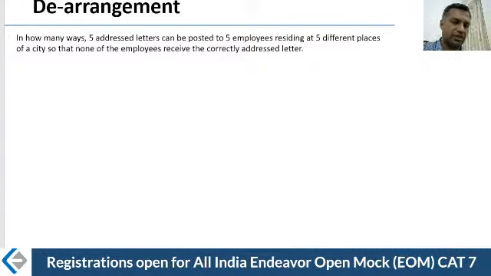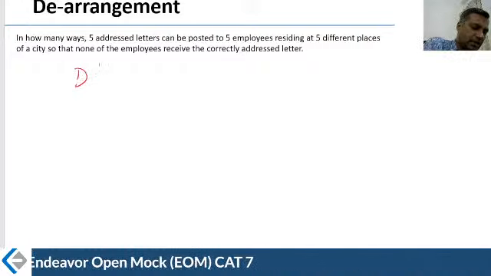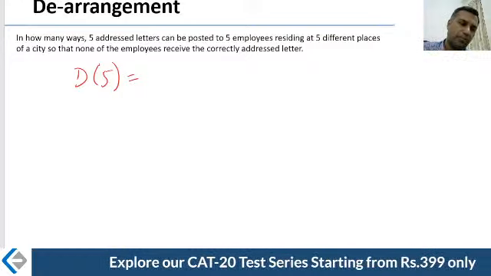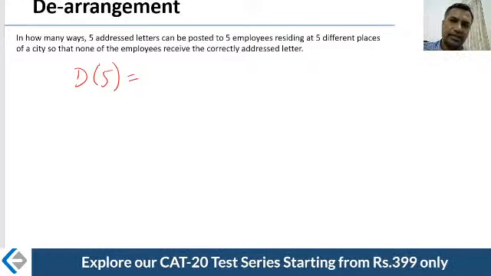Right? None of them receive. What should I do here? Derangement for 5. This is nothing but derangement for 5, because there are 5 address letters to be posted to 5 employees who reside in 5 different places of a city.